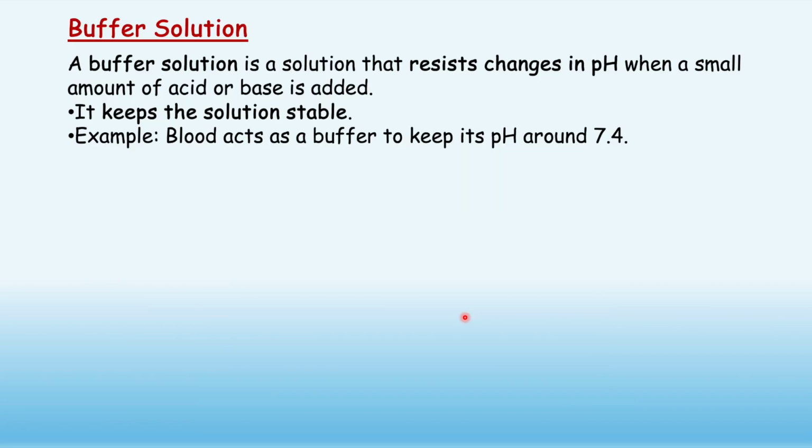Okay, last thing I want to talk about, which is a buffer solution. In a simple way, it's a solution that maintains homeostasis or resists the change of pH when a small amount of acid or a small amount of base is added to the solution, to keep the solution stable for chemical reactions. For example, blood acts as a buffer to keep its pH around 7.4, slightly basic or alkaline.